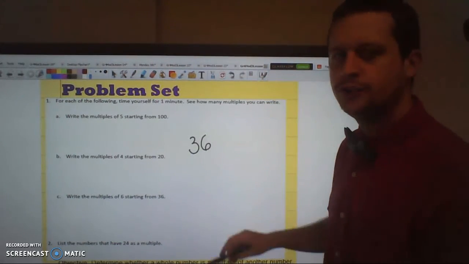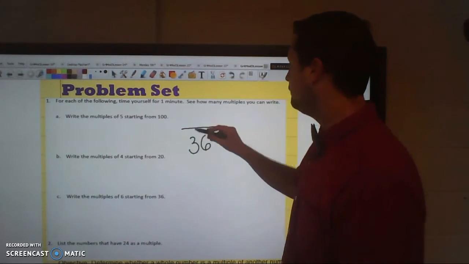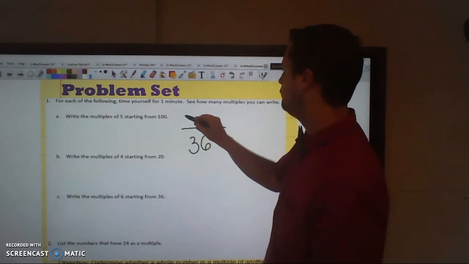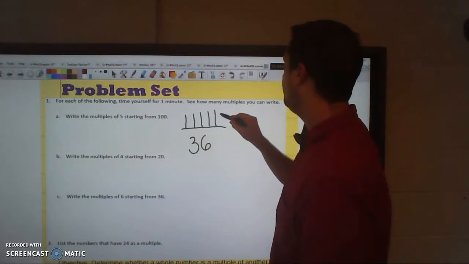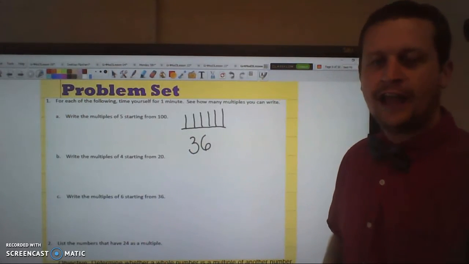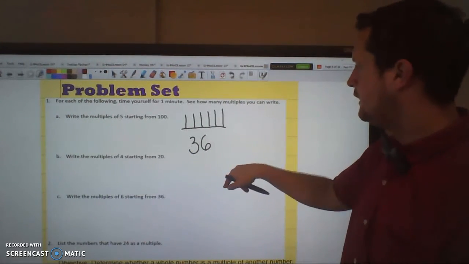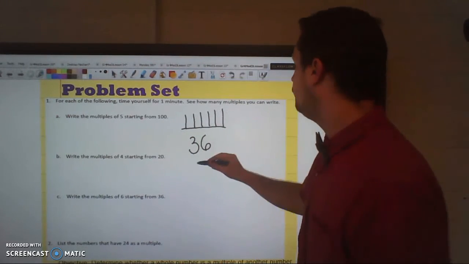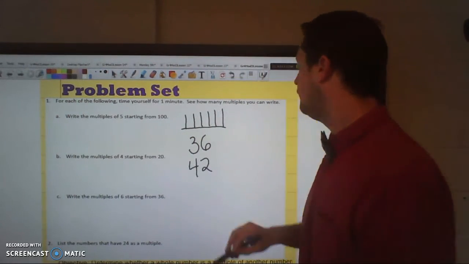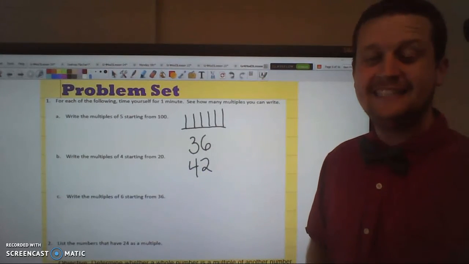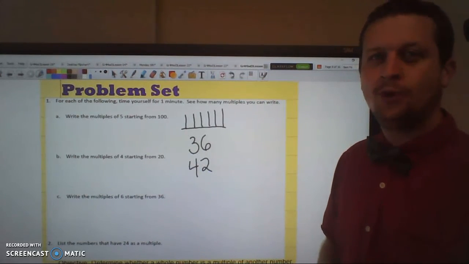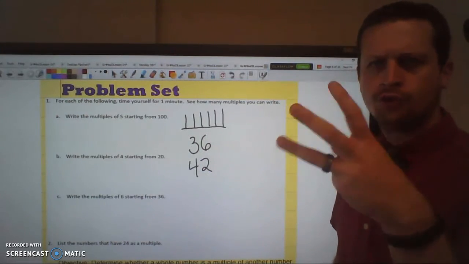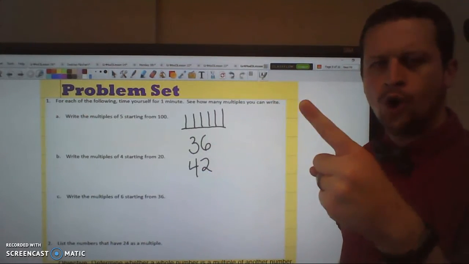All right, here's our last one that I want us to do on a timer. So this one says write the multiples of 6 starting from 36. So I'm going to do 1, 2, 3, 4, 5, 6. So you're going to have, again, 60 seconds. We'll do one together. So I got 36, 37, 38, 39, 40, 41, 42. You got 60 seconds to write down as many multiples as you can, starting from 36 on. Starting in 3, 2, 1, go.